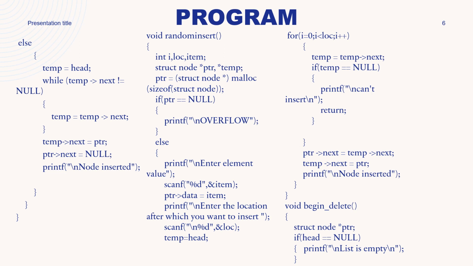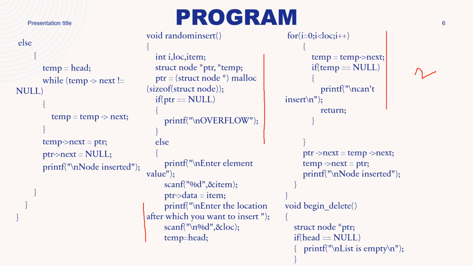So let's see the random insert function. So this much part is similar to the beginning insert and last insert, so we'll not explain this. We'll move ahead with the below part. Okay. So when the user enters the location, I will just shift to the after-the-location part. Okay. If suppose the user wants to insert an element after the second position, then what we need to do is traverse or search that second node first.